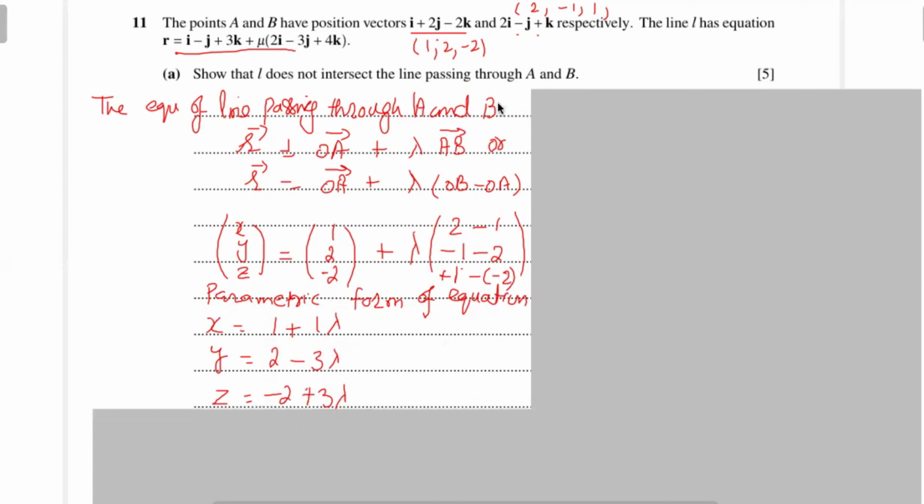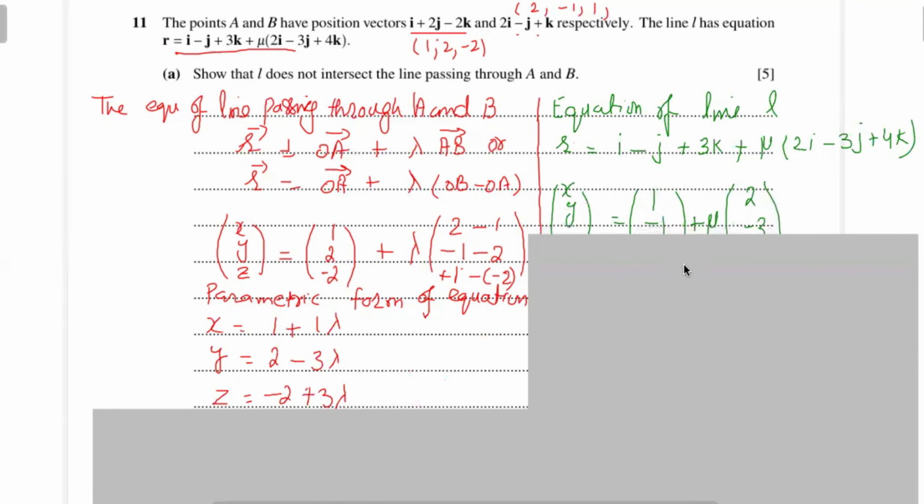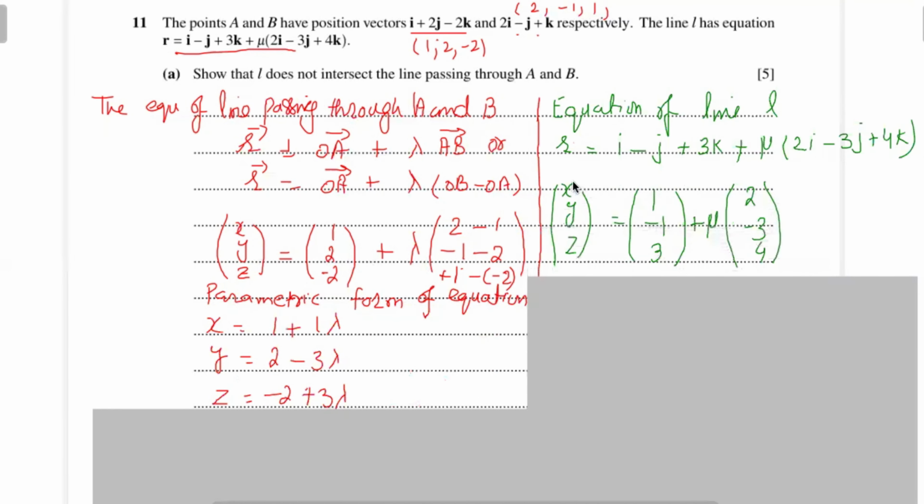Now we write the second equation. This is the equation of line L. We write this equation in the column vector form. You see here, this is the x, y, z. We can write instead of r, x, y, z, and this vector in column form 1, minus 1, 3, and mu is written as it is. And this is the column vector of 2i minus 3j plus 4k.